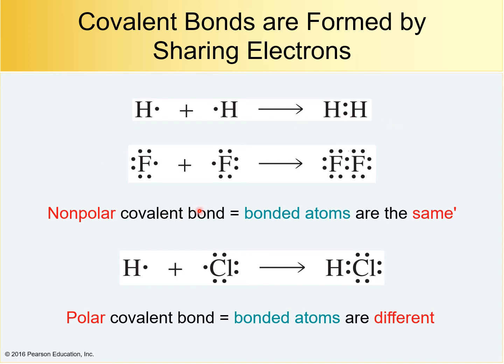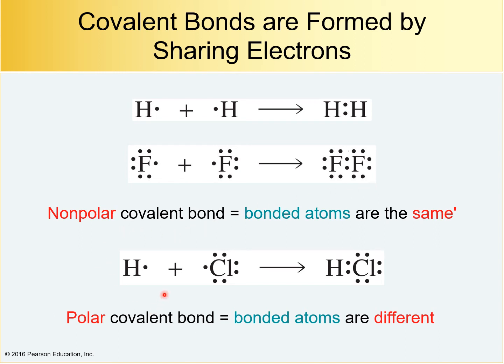If I take two fluorine atoms, remember that fluorine is in group 7 of the periodic table, so 7 electrons in the valence shell. I can use one electron from each of the fluorines to make a bond between those two fluorines. But again, because it's two fluorines, their electronegativities are identical, that bond is going to be nonpolar. So these are two nonpolar covalent bonds.